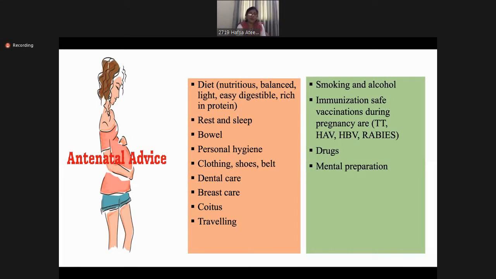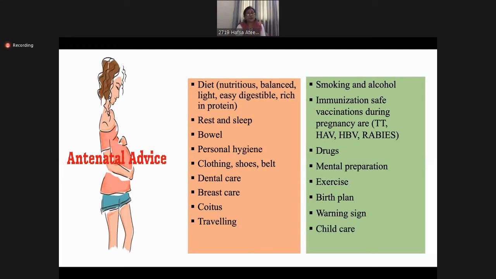Drugs should be reviewed. There are certain drugs which should be stopped as the pregnancy appears. And then the patient should be mentally prepared at the start for a healthy pregnancy. She should exercise properly. And a birth plan should be formulated. Where is she going to deliver? How is she going to deliver? And when is she going to deliver?